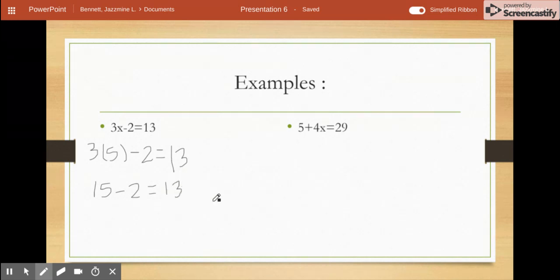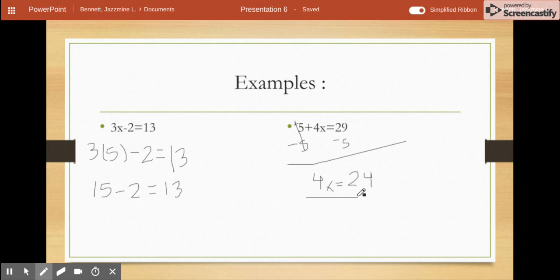We can move on to the next question, which is 5 plus 4x equals 29. I don't want you to get confused because it is set up a little bit differently, but you're still going to start with the number with no variable. This is like saying plus 5 because it's a positive. So we're going to do the opposite, which is subtract 5. This is going to cancel out, and we're going to be left with 4x equals 24.